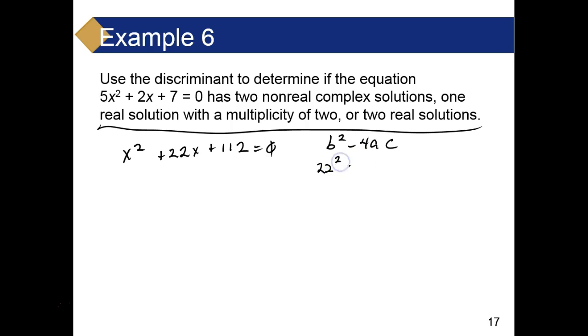22 squared minus 4 times 1 times 112. Okay? Calculator time. 22 squared, I think, is 242, isn't it? No, 240, no. 484, I'm sorry. I had it going in the right direction, but didn't do it correctly. That would be 484 minus 448. And what does that give you? 36, is that what you said? What does that tell you?